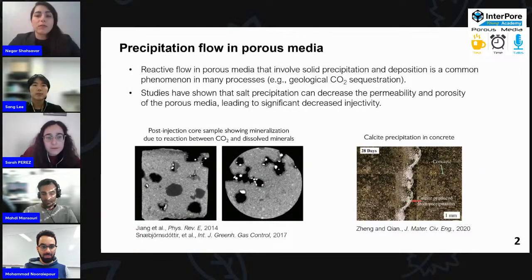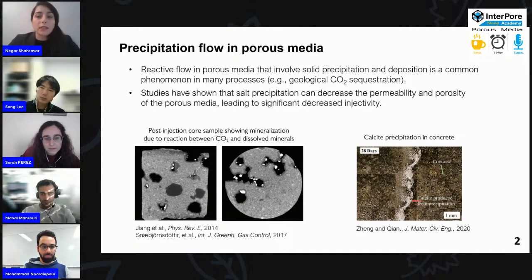Reactive transport involved with precipitation and deposition of particles is a common phenomenon in many processes. For example, in CO2 sequestration, when carbonate-rich fluid is injected underground, it triggers precipitation of carbonate minerals that eventually deposit in the pore space and change the porosity of the formation rock.